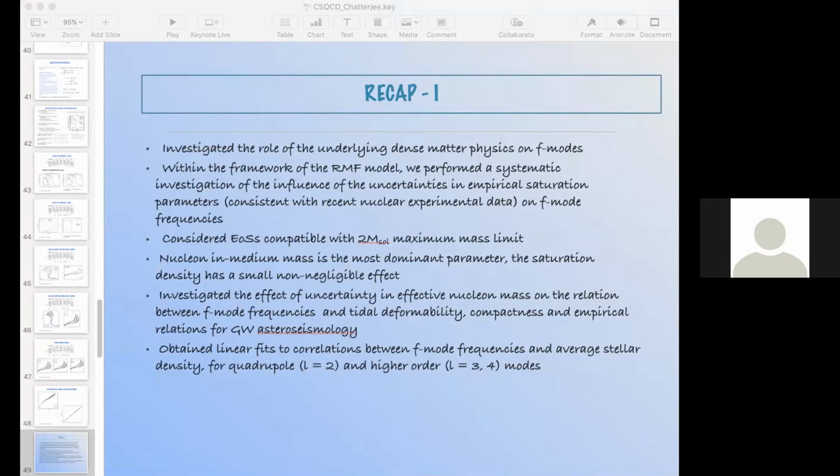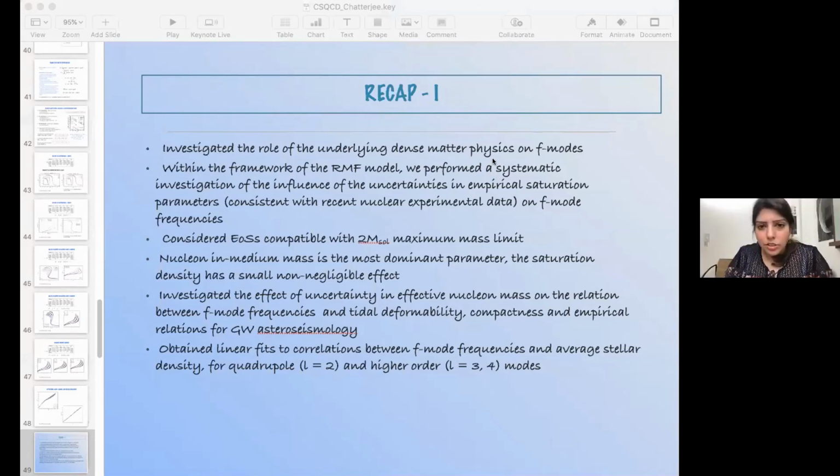The first question is from Bharat Kumar. Have you considered finite nuclear properties to fit the parameter set of the model? And what is the chi-square value when you fitted the parameter set?